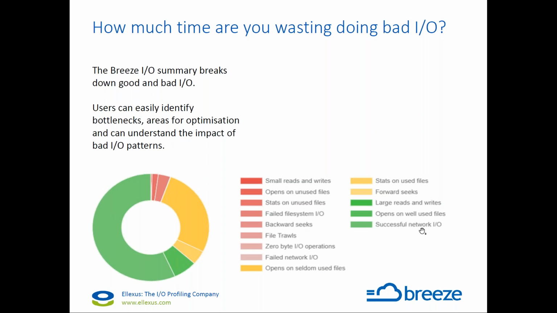And good IO are things that are obviously excellent, so contiguous streaming reads and writes. And bad IO are things that are sometimes bad or always bad. So small reads and writes, often unavoidable given the application. So for example, in the life sciences industry, because of the algorithms, they will always have small reads and writes. But you can definitely avoid opening an unused file. You can definitely avoid failed I/O and 0-byte I/O. So these are all things to minimize.